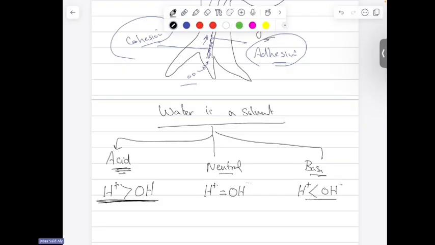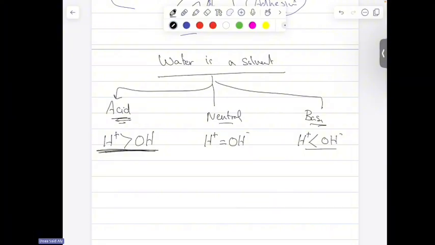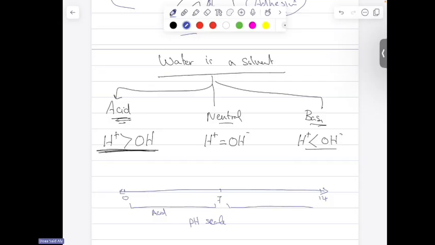Neutral, they are equal. So how can we measure the acidity or the basicity of a substance? To measure it, we use something we call the pH scale. This pH scale ranks from 0 till 14. From 0 till 7, the substance is acid, to be accurate, to 6.9. From 7 till 14, the substance or solution is a base, or basic.